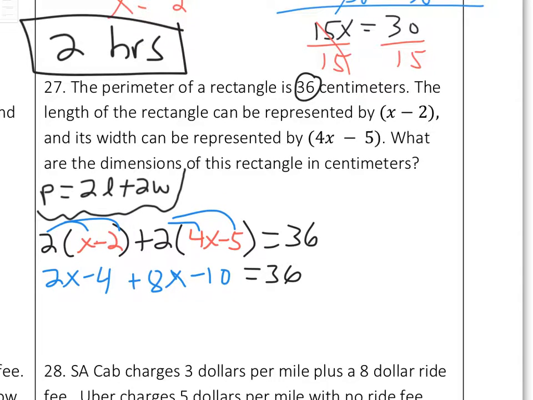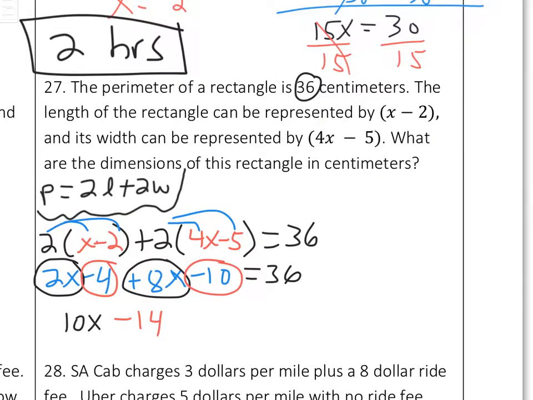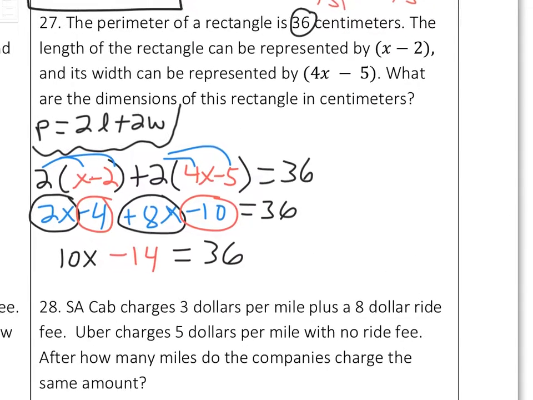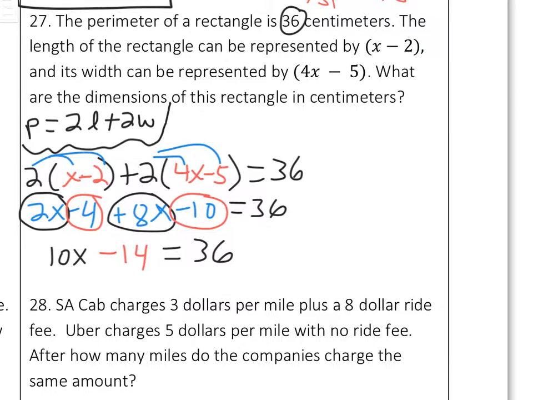All right, let's combine like terms. We have a 2x and an 8x, which gives you 10x. Then you have a minus 4 and a minus 10, which gives you minus 14. And that is equal to 36. Let me rewrite this up top to get a little more room. 10x minus 14 is equal to 36.